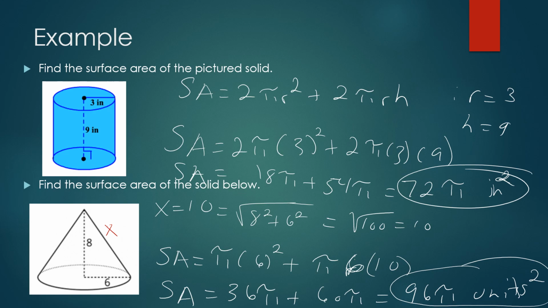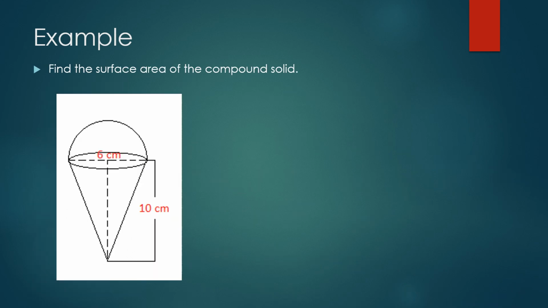All right. This next one will be a compound figure. So here we have half of a sphere and a cone. In order to find the surface area, we need to find the surface area of the cone that is exposed and the surface area of the sphere that is exposed. Since half of the sphere is missing, we are only going to need half of the surface area of the sphere. Because the sphere is next to the bottom of the cone, the cone's bottom surface area is not going to be part of our total.